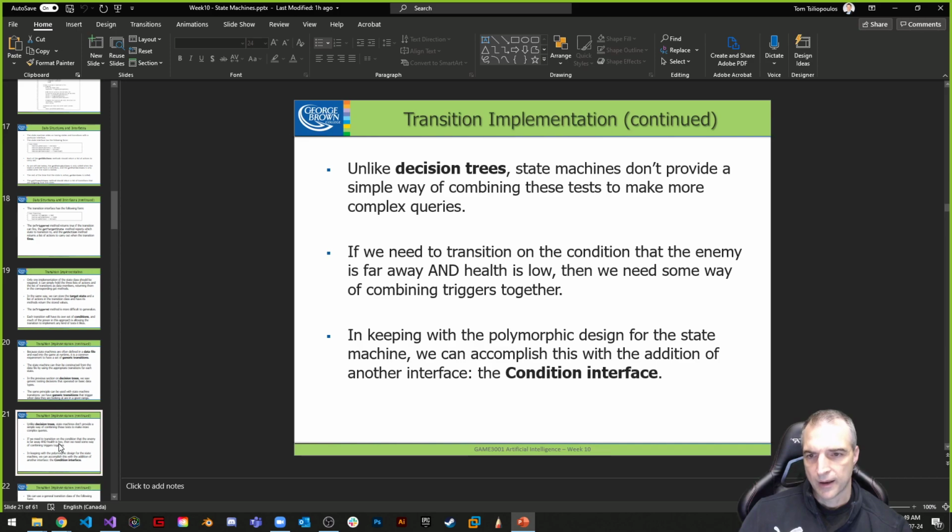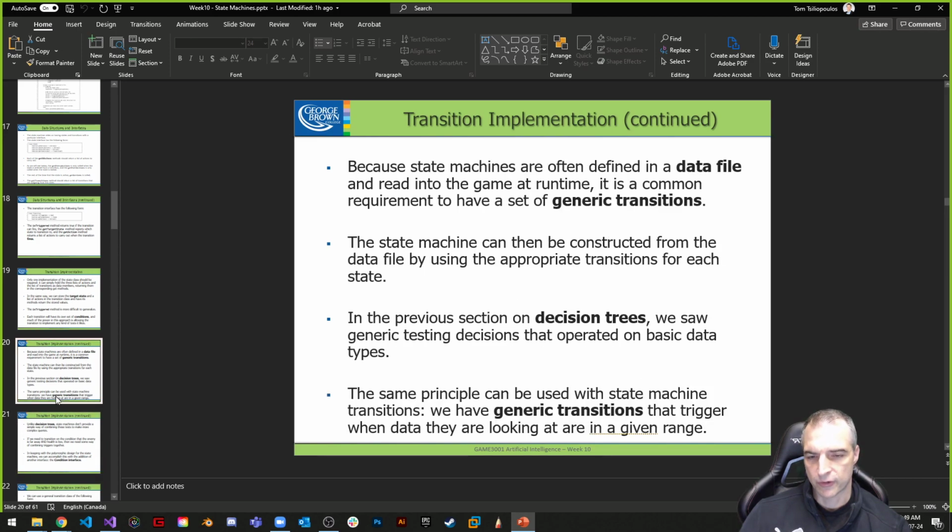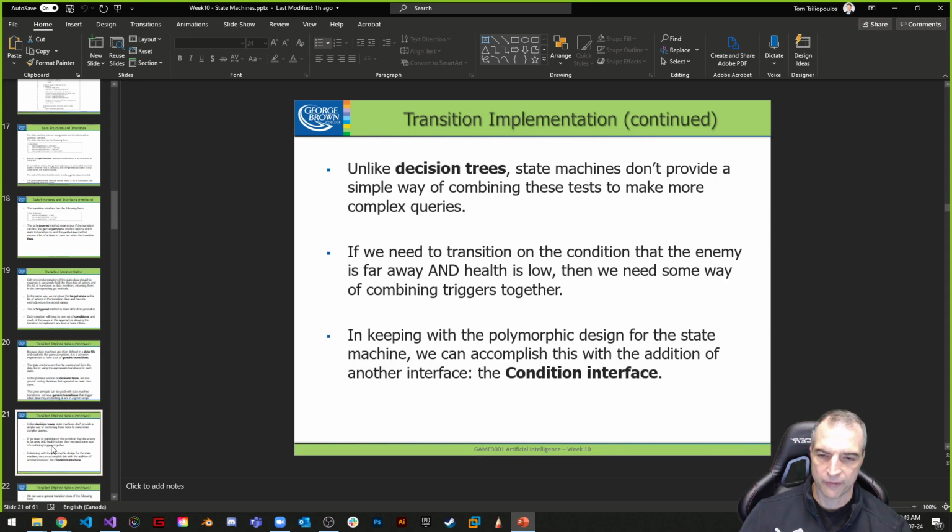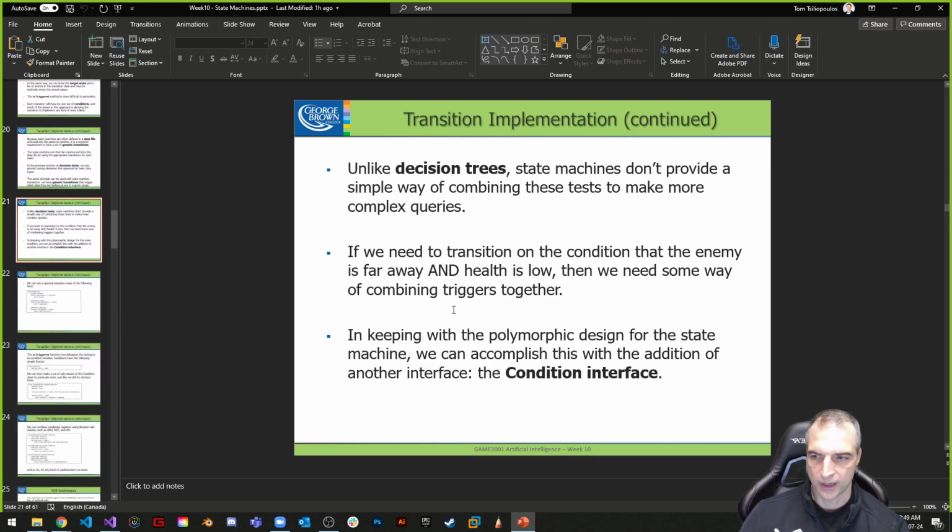So again, when it comes to combining tests, let's say, for example, I want to have multiple conditions at the same time, like an AND condition. Example, the enemy is far away and the health is low. That can combine to trigger some kind of transition, right? In decision trees, it's a little bit easier to make, but from a state machine perspective, it's a little bit more challenging to do, especially when you're doing something that's polymorphic, right? So that's kind of a challenge.